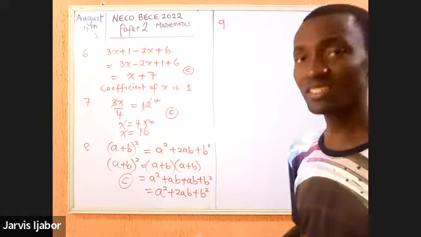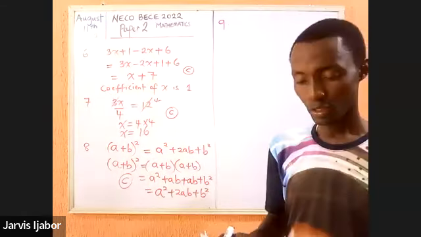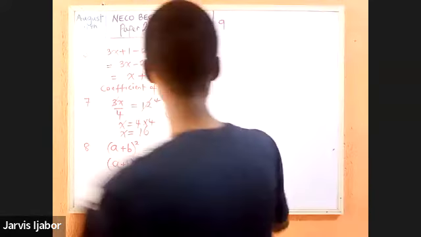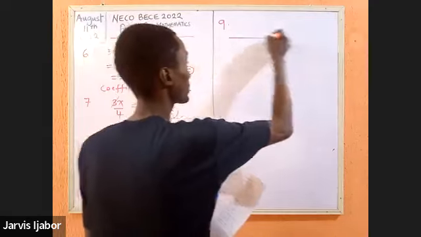Question 9 is testing your knowledge of inequalities in a matter of your number line. And this is what is given to you in that question. They're giving something like this.